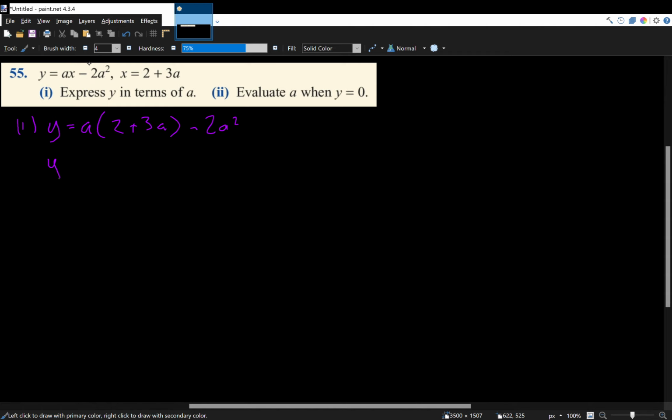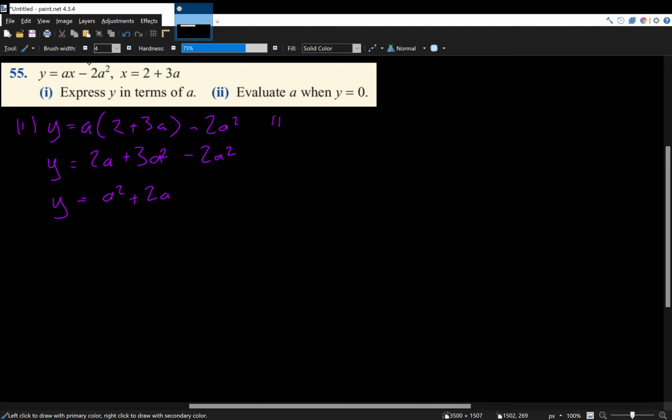Now we're going to multiply out our bracket. a times 2 is 2a. a times 3a is plus 3a squared. And we still have our minus 2a squared on the end. Then we can tidy this up a bit. 3a squared minus 2a squared is a squared. So y is going to be equal to a squared plus 2a. So that's part 1.